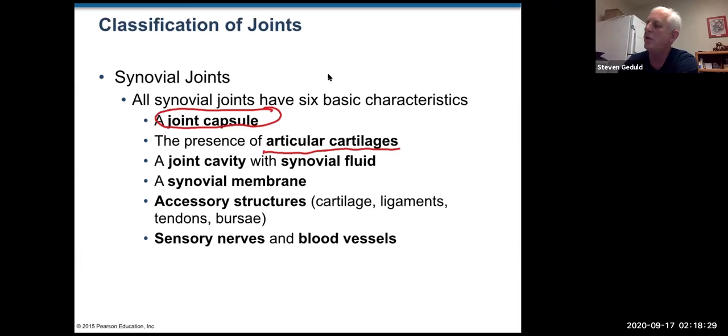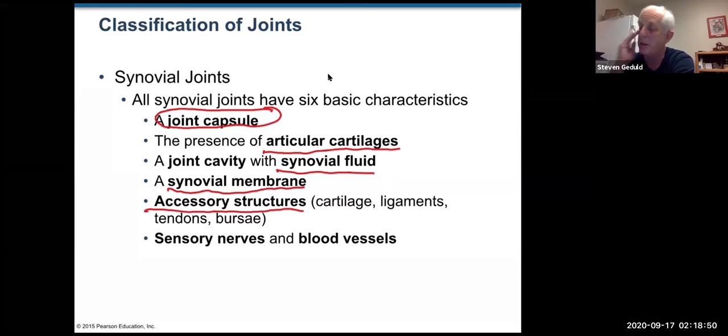You're going to fill it with synovial fluid. Again, that's going to allow for the joints to move more freely in a liquid environment. You have a synovial membrane, which is just inside the joint capsule. You have accessory structures inside the joint, like cartilage, ligaments, tendons, bursa.